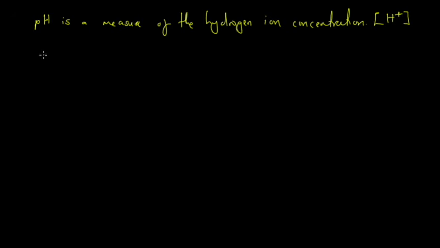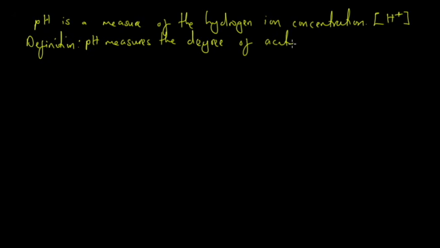But the way that we simplify it in combined science is that pH measures, and this is what you would write if you are asked, the degree of acidity or alkalinity of a solution.